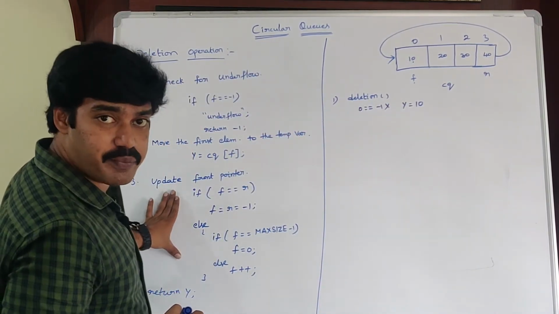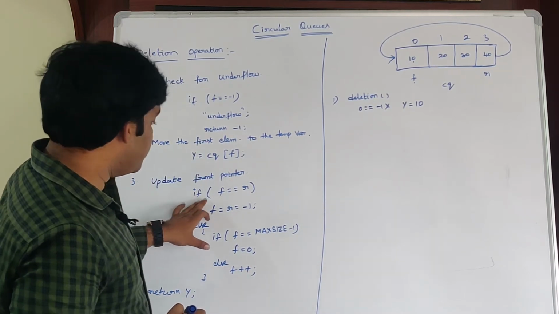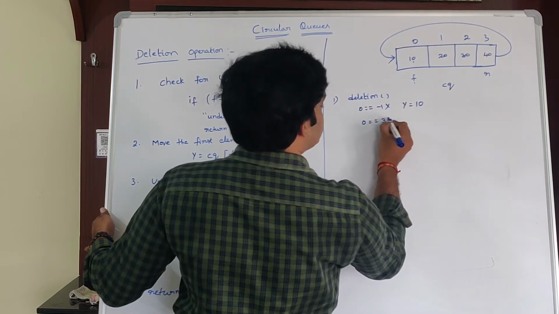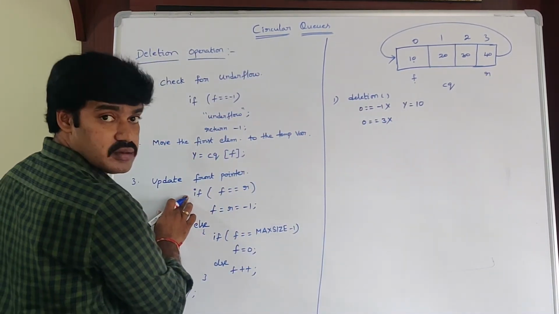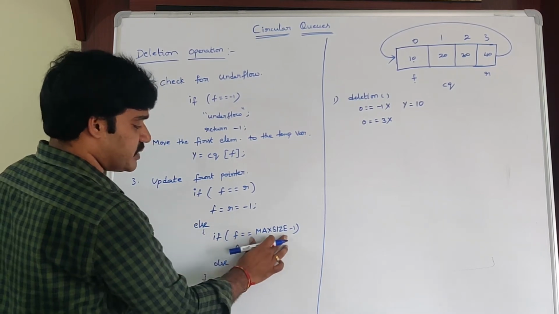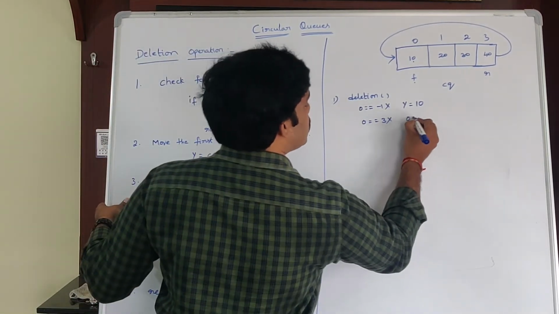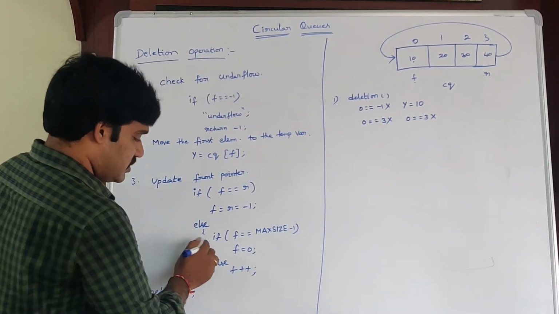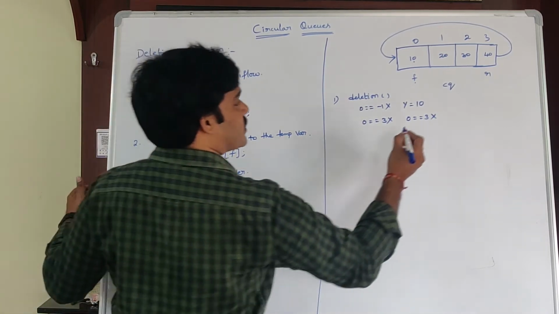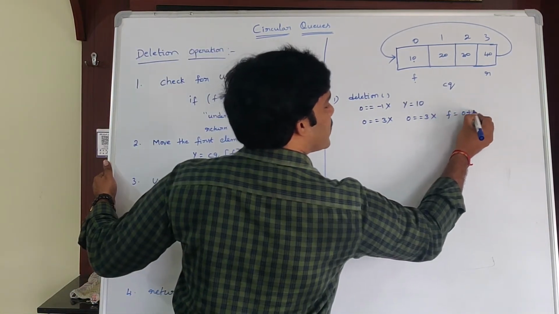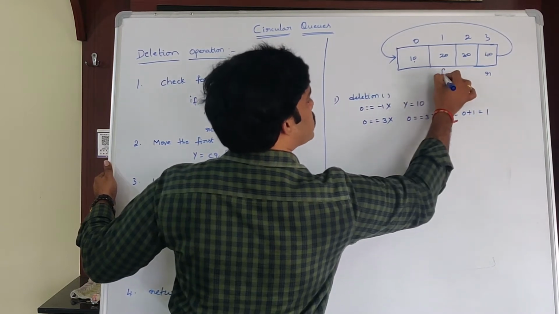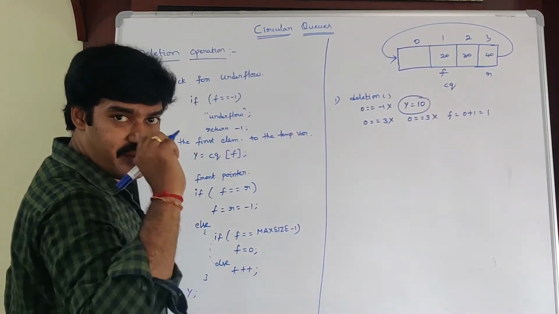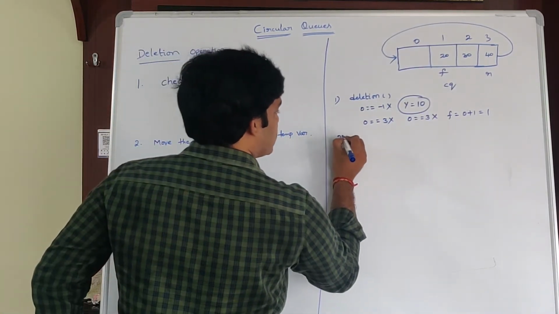Next, how to update the front pointer after deleting the first element? Is F is equal to R? What is the value of F? 0. Double equal to R value is 3. 0 double equals to 3. Condition is false. Coming to the else block. Is F reaches max size -1? Again condition is false. Then coming to the else block, F plus plus, that is F is equal to 0 plus 1, that is 1. Now F points to the index 1. Finally return y means return the value 10 to the main function. That means our deleted element is 10.